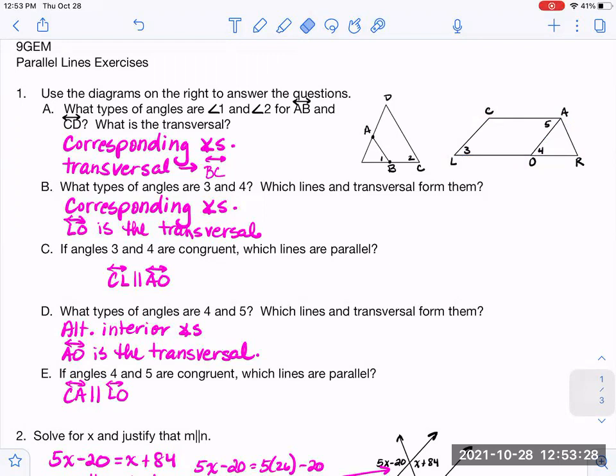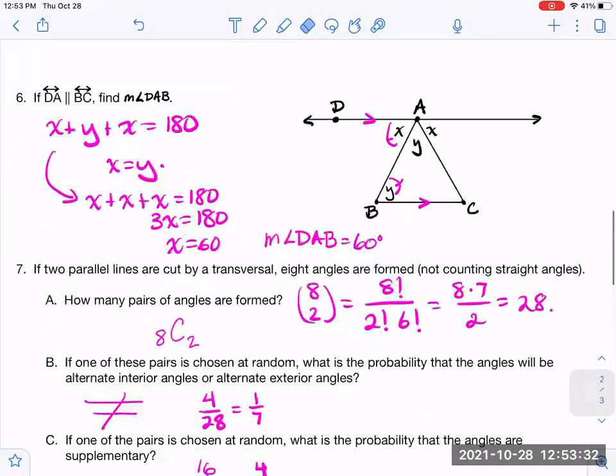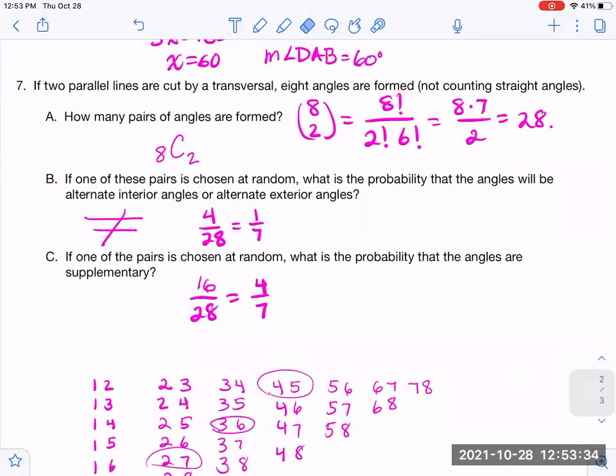I have a question on the very last question, B. B? Yeah, B and C, but I feel like I know how to do B. Okay, so you knew how to do letter A, how many pairs of angles form? Yeah. Okay, and then part B says, if one of these pairs is chosen at random, what's the probability the angles will be alternate interior angles or exterior angles? So you have to count the pairs that are in alternate interior or alternate exterior.